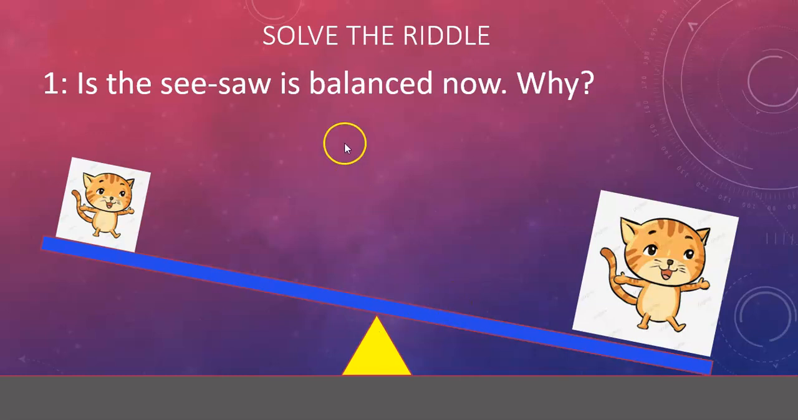Is this seesaw balanced? Why or why not? No, obviously it is not balanced. This cat on the right hand side is much heavier than this cat on the left side. This small cat has risen up because it is lighter, and this big cat has fallen to the ground because he is heavier.